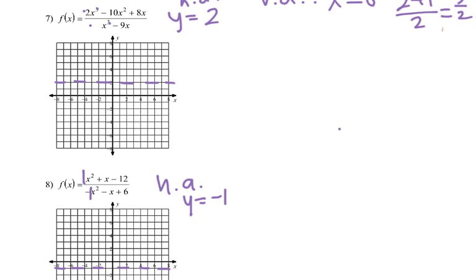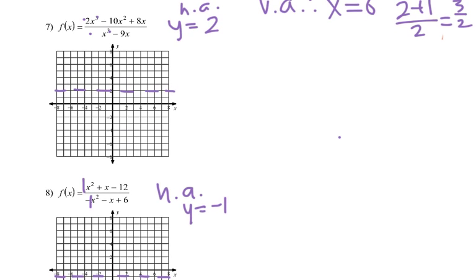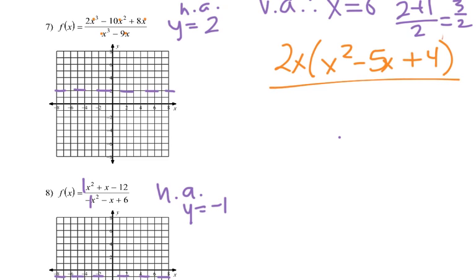Alright, number 7, we also know our horizontal asymptote. So we simplify, don't we? I can pull an x out of those and an x out of those. And I can pull a 2, can't I? So 2x times x squared minus 5x plus 4, over, pull out an x times x squared minus 9.